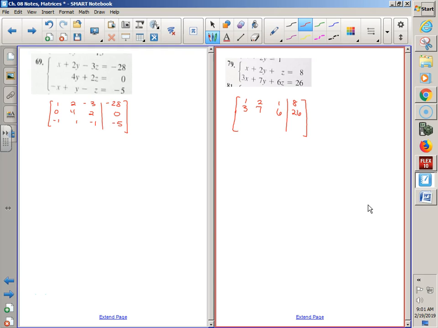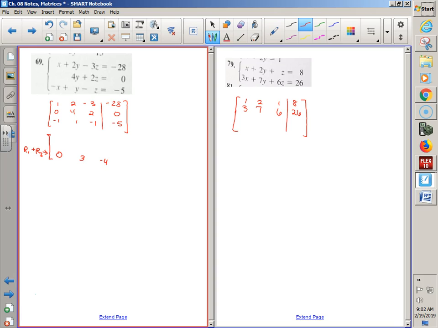I already saw I have a 1 and I have a 0, so to finish off column 1, I would have just gone attacking this third row. The ironic thing is we can just do row 1 plus row 3 to get rid of that one, because this is already the opposite of that. So R1 plus R3 to get our 0. So 1 plus negative 1, 2 plus 1, negative 3 plus negative 1. And then negative 28 plus negative 5 would be negative 33. We have our first column done.